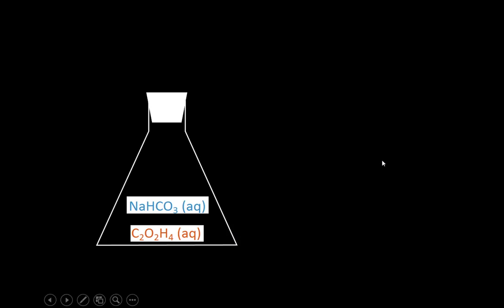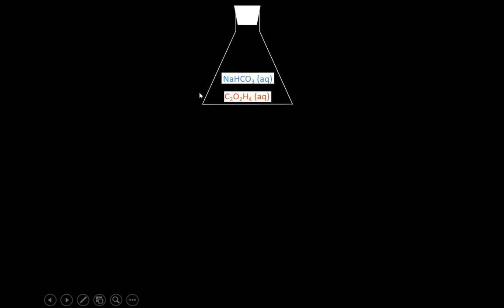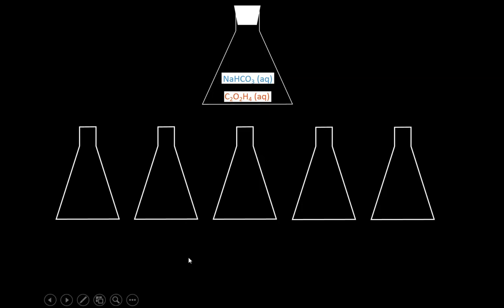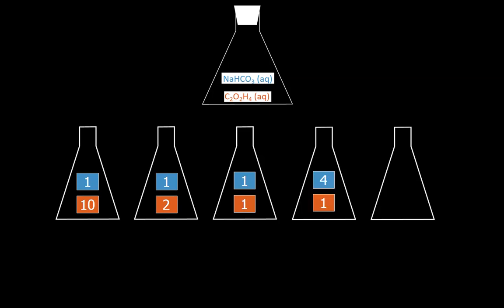So now what we could do is, if we're trying to figure out what is optimal in terms of mixing these two, we could take this mixture and vary how much of each one is in there. So for the first one, we could put in 1 part of sodium bicarbonate to 10 parts of the acetic acid. In the next one, we could change that a little bit and do 1 to 2. We could do 1 to 1. We could do 4 to 1. So now there's more of the sodium bicarbonate present than the acetic acid. And then finally, we could do 5 to 1. So these are 5 different mixtures that we would have looked at.